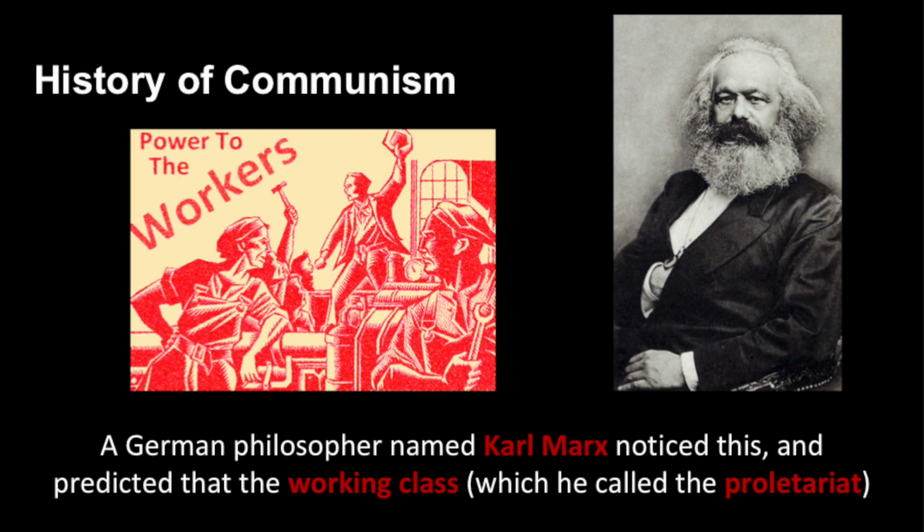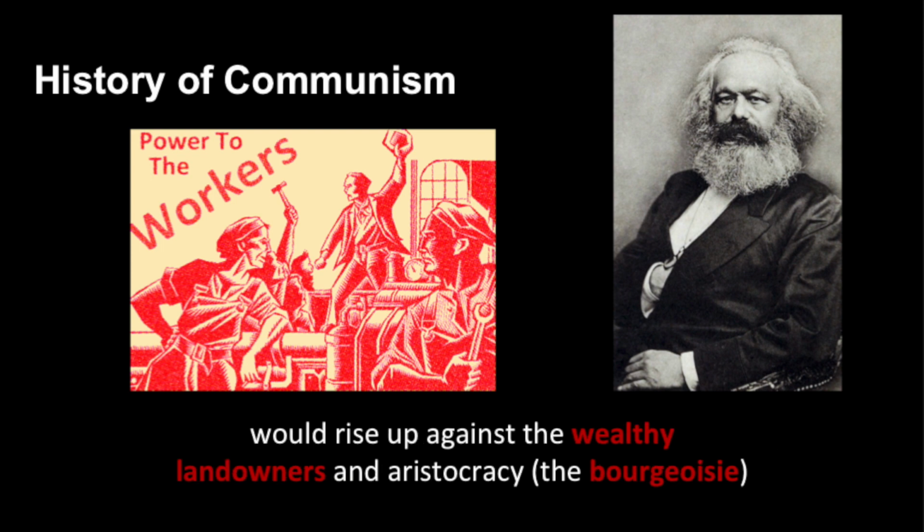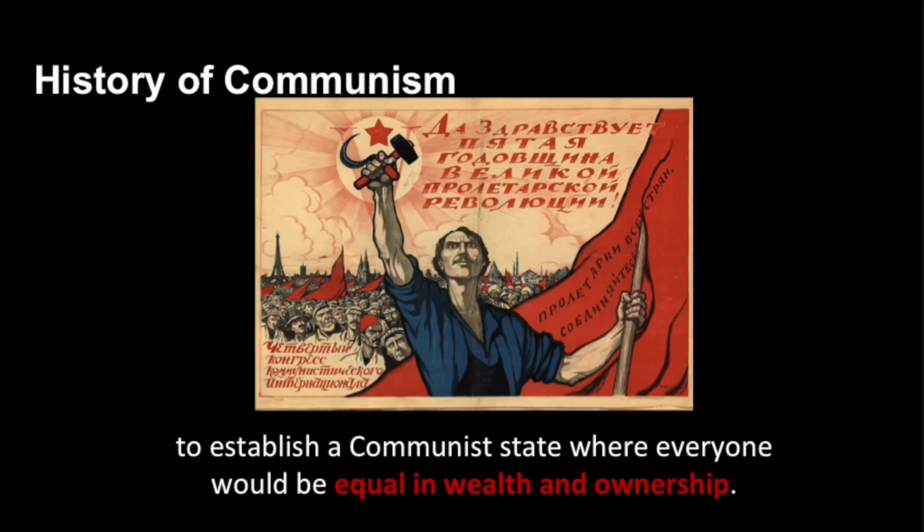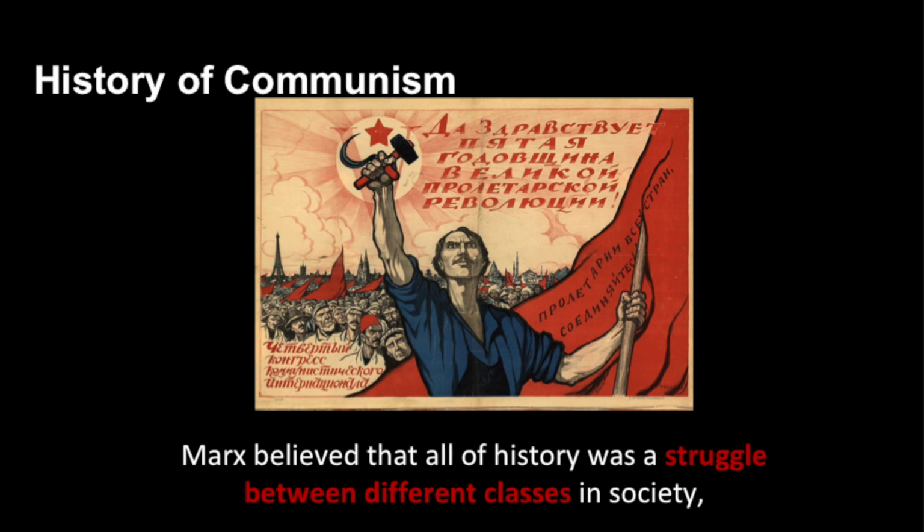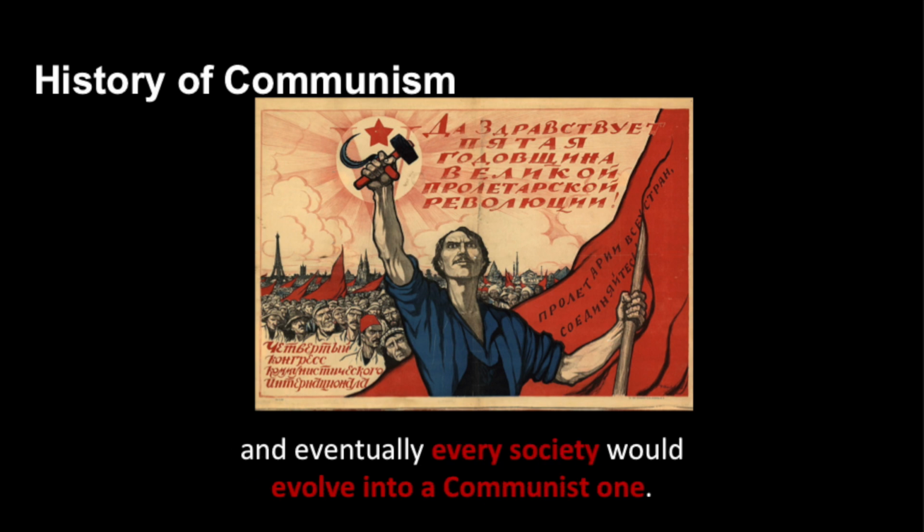A German philosopher named Karl Marx noticed this and predicted that the working class, which he called the proletariat, would rise up against the wealthy landowners and aristocracy, the bourgeoisie, to establish a communist state where everyone would be equal in wealth and ownership. Marx believed that all of history was a struggle between different classes in society, and eventually every society would evolve into a communist one.